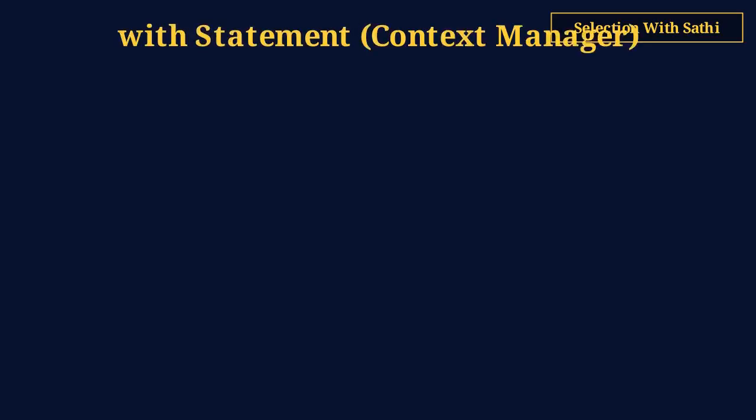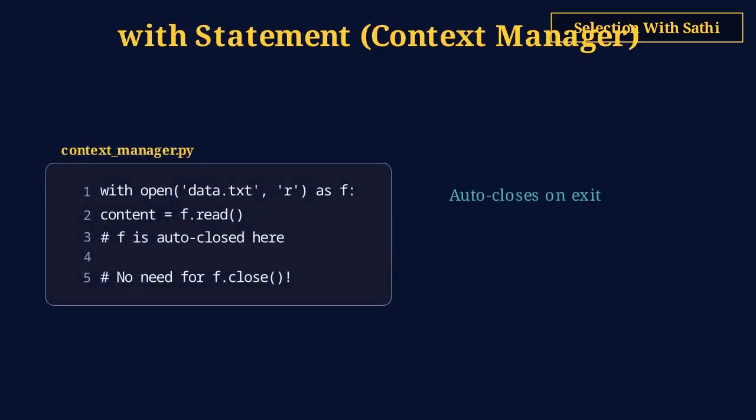The with statement is the best way to handle files. With open file name as f, this creates a context manager. The file is automatically closed when the block ends, even if an exception occurs. You never need to call f.close explicitly. Always use with for file operations, it's the Pythonic way.